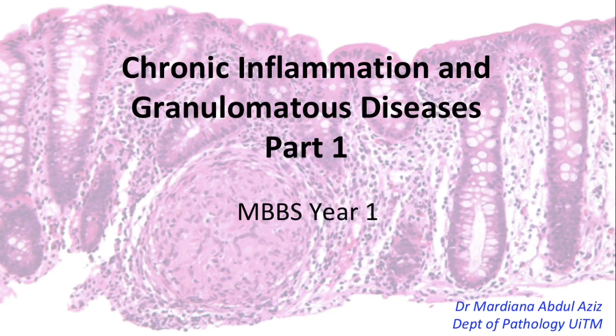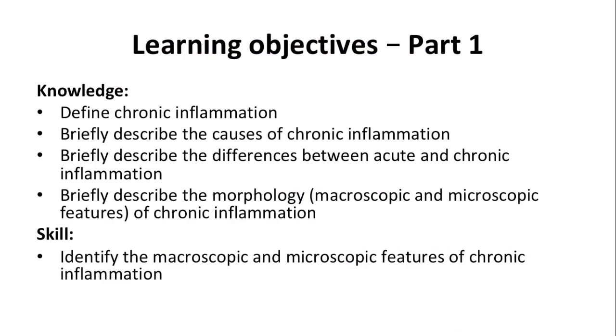My name is Dr. Mardiana Abdulaziz from the Department of Pathology, UITM. So at the end of part 1 of this lecture, you should be able to define chronic inflammation, briefly describe the causes of chronic inflammation, the differences between acute and chronic inflammation, and the morphology, both macroscopic and microscopic features of chronic inflammation. And skill-wise, you should be able to identify the macroscopic and microscopic features of chronic inflammation.